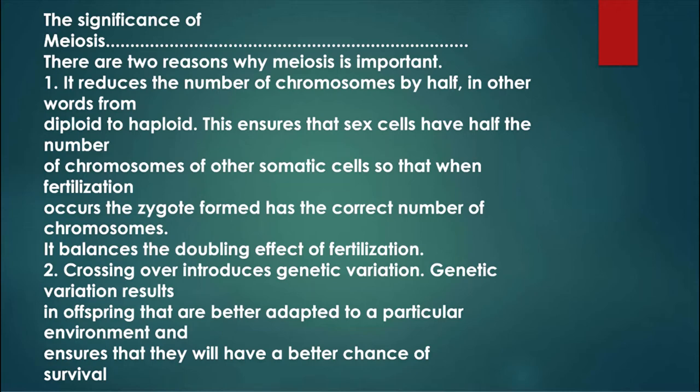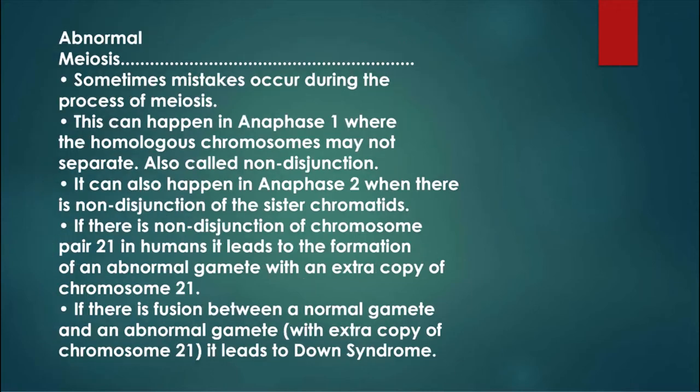It balances the doubling effect of fertilization. Number 2, crossing over introduces genetic variation. Genetic variation results in offspring that are better adapted to a particular environment and ensures that they will have a better chance of survival. Now let's look at abnormal meiosis.